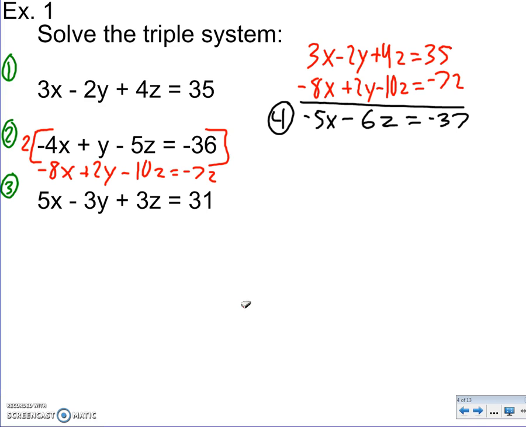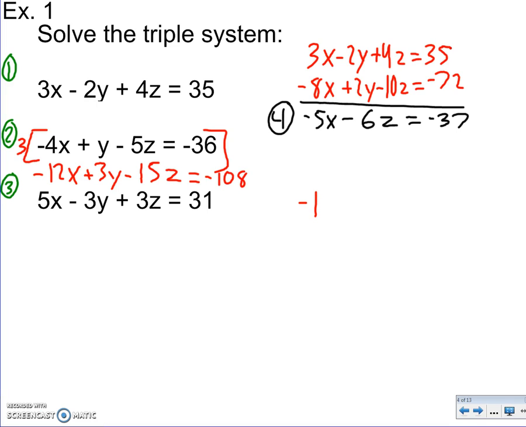Now I'm going to try using 2 and 3, and I'm trying to get rid of y. So to make the y's match with opposite signs, I'm going to multiply this by 3 this time, positive 3. So that's negative 12x plus 3y minus 15z equals negative 108. So equation 2 is now this. Equation 3 is still the same. And just so you know, you can multiply both equations by a number like before, but this time it was just simple. I only multiplied 1.